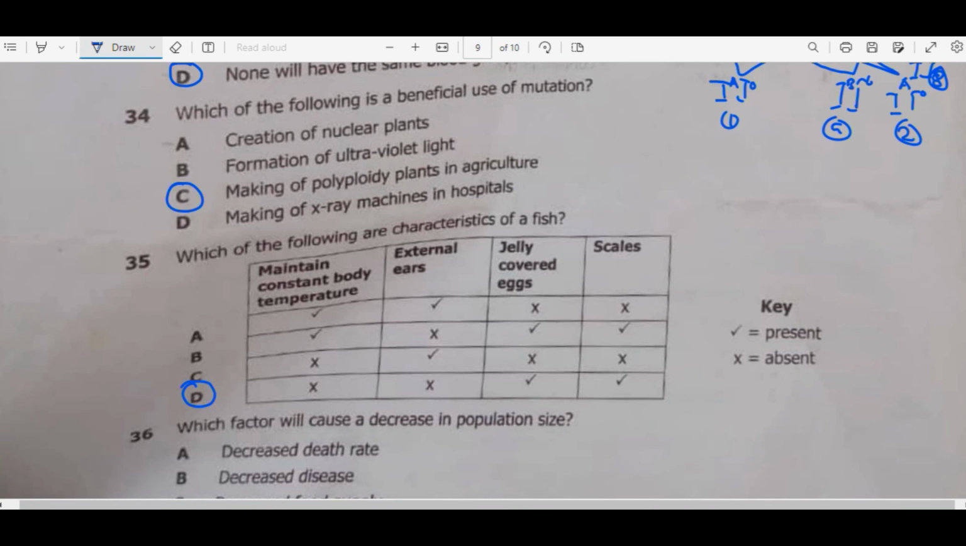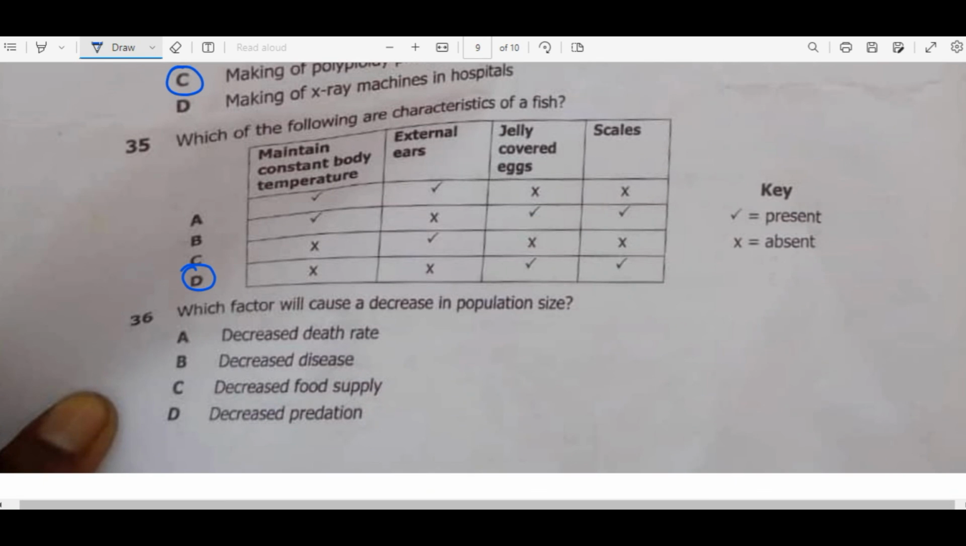Which factor will cause a decrease in population size? Population size can be reduced due to 3 factors: number 1, death rate; number 2, birth rate; and number 3, migration. These 3 will contribute to population size change. So decreased death rate, decrease in diseases, decreased food supply, decreased predation. So here the answer is decrease in predation. Which factor will cause a decrease in population size? Our population will decrease.